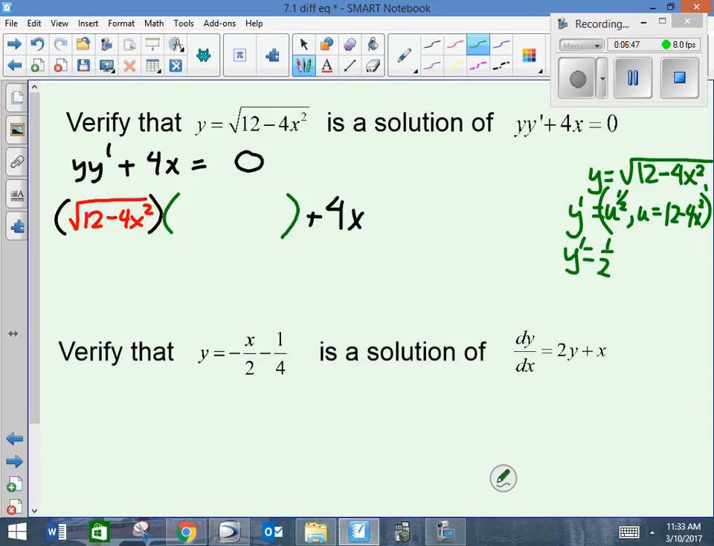So then, everybody. Okay, 1/2 times negative 8x. Okay. Simplify all that. What do we get? 4x over radical 12 minus 4x squared. Okay.